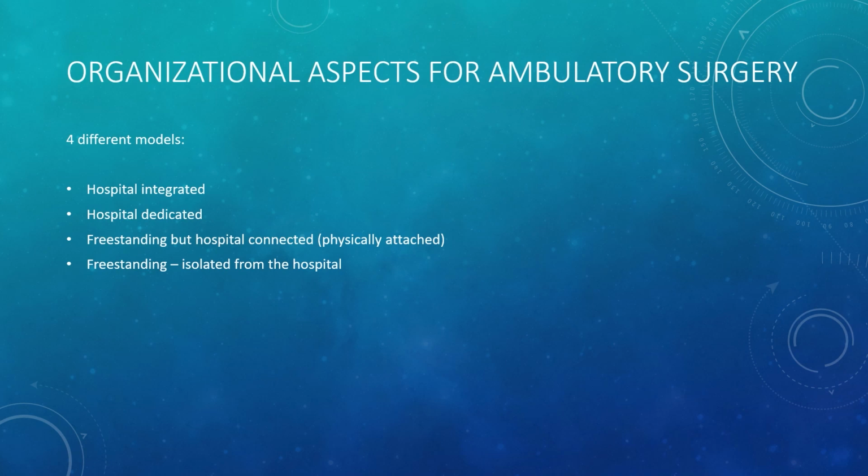Sometimes they may have separated or joint PACUs for phase 1 recovery, and outpatients are transferred to separate phase 2 recovery areas. The advantage of this model is that it's very convenient for surgeons because they can cover the ambulatory and the hospitalized patients on the same day, sometimes even during the same time. It also provides a very simple staffing model and facility space utilization.